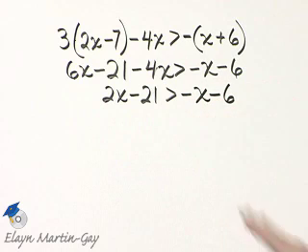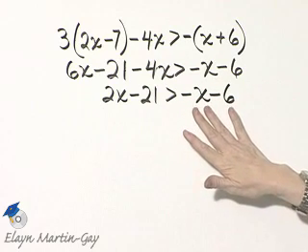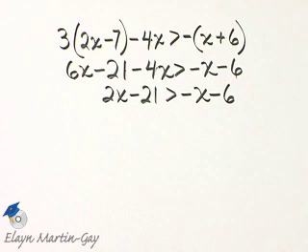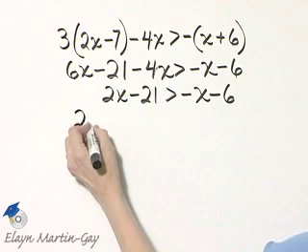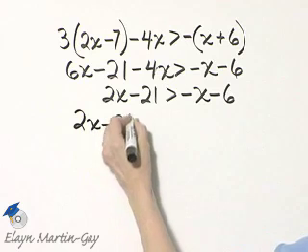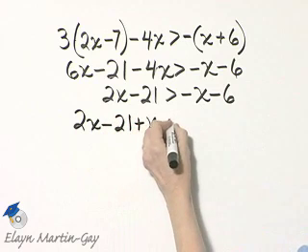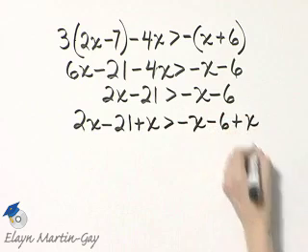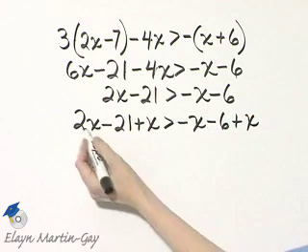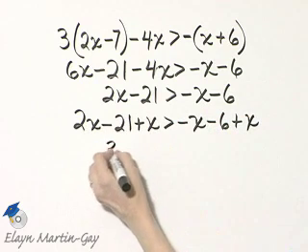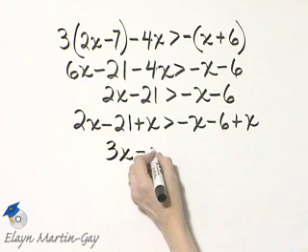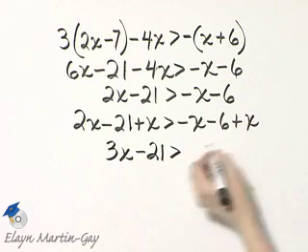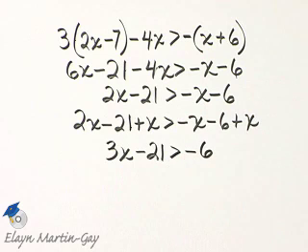Now let's go ahead and take a step. We'll use the addition property for inequalities. I will add x to both sides of my inequality. So here's the left side. I will add x. Here's the right side. And I will add x. Look what happens on the left side. 2x plus x, that's 3x. Still, minus 21 is greater than, these x's subtract out, and I have negative 6.